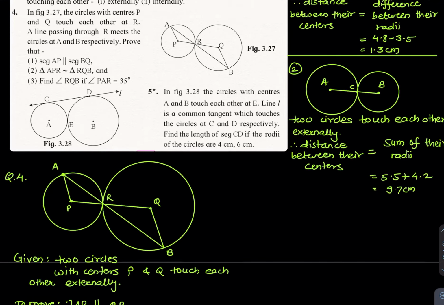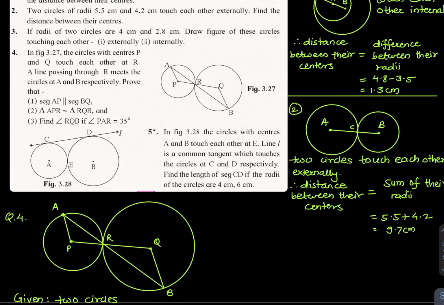Fourth problem. Now the last problem, the fifth, we will read it first. In figure 3.28, circles with centers A and B touch each other at E. Line L is a common tangent which touches the circles at C and D respectively. Find the length of segment CD if the radii of the circles are 4 cm and 6 cm. So the radius of the smaller circle is 4 cm and the bigger circle is 6 cm. So we are only given the radii of both circles and nothing else.